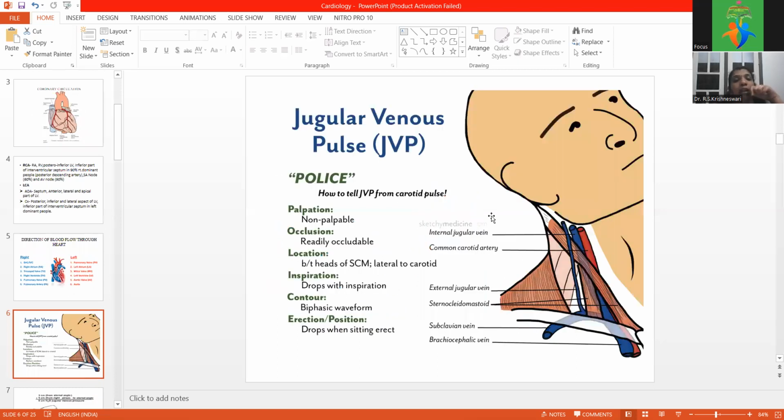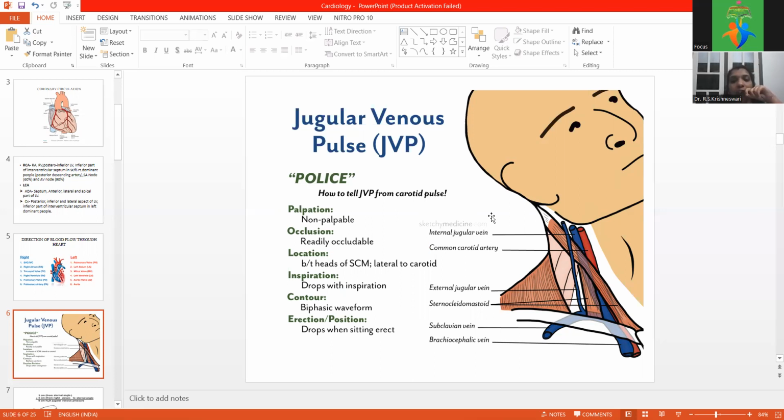Okay. Next, a very important thing regarding cardiology, about which many questions are asked, is the jugular venous pulse. The jugular venous pulse is a pulse which is not palpable, only visible. Usually pulses are palpable, is it not? We used to feel the pulse, but the jugular venous pulse is a venous pulse, not an arterial pulse. We feel the arterial pulse, but the jugular venous pulse is not palpable, it is only a visible pulse.